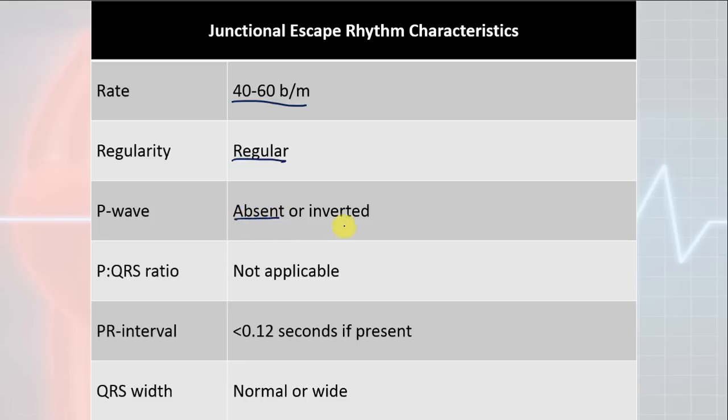P waves could be absent or they could be inverted, but most of the time, not all of the time, they are before the QRS if they are present. The P to QRS ratio, if they're absent, is not applicable. If inverted, it would usually be 1-to-1, but that doesn't mean you're going to have P waves all the time. The PR interval is usually less than 0.12 second if it is actually present, so the PR interval typically is shortened. The QRS width, because this is a problem above the ventricles, is going to be normal or wide.